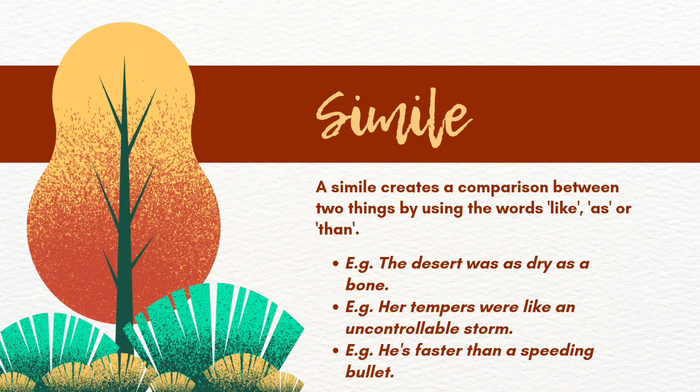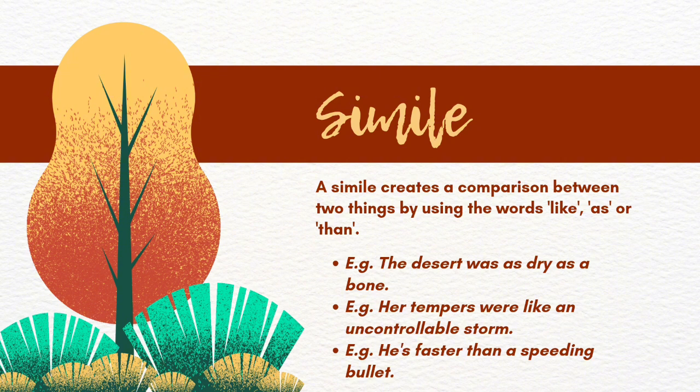Second example. Her temper was like an uncontrollable storm. Here, the person's temper is compared to a storm using the word like. Storms are powerful and hard to control. So, this simile helps us understand how intense her temper is.